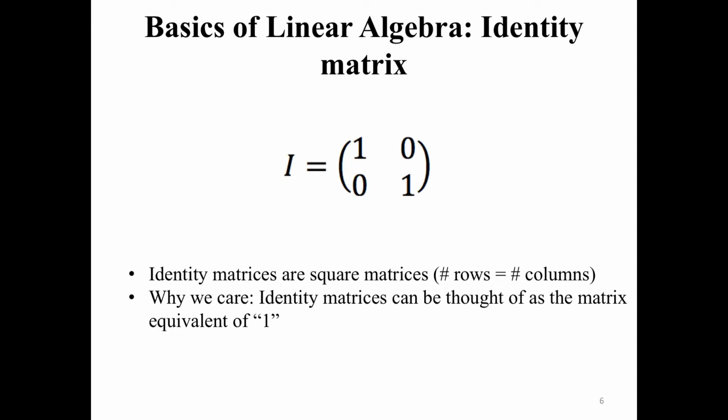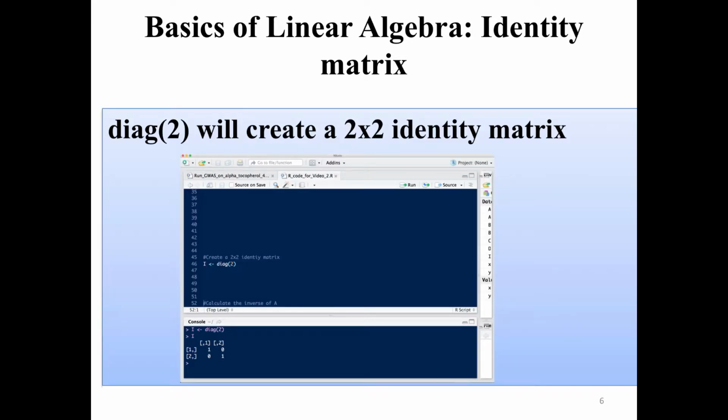And so if you remember back to non-linear algebra, working with scalars, 1 had some really desirable properties, right? So anyway, using the diag function will create an identity matrix. So here we have diag 2, so this will create a 2 by 2 identity matrix.